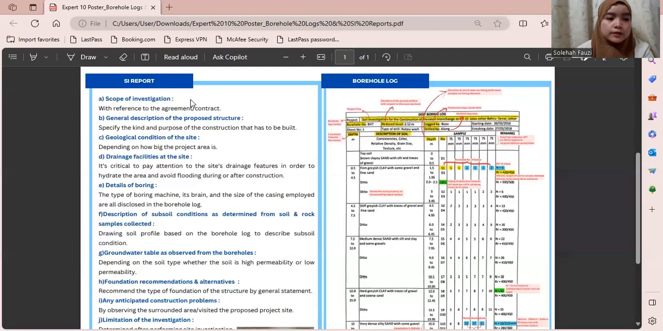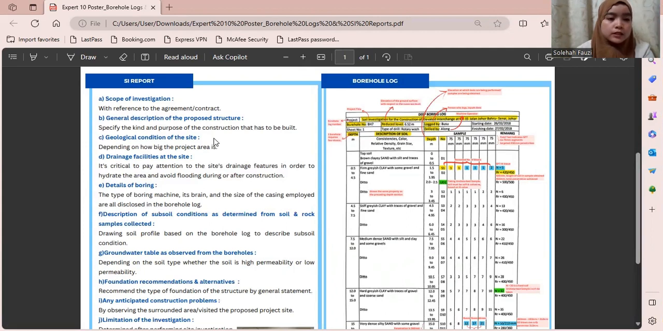First, the scope of investigations. It refers to the contract given. For example, the report needs to perform several soil drilling or cone penetration tests. Second is the general description of the proposed structure. In this part, we need to specify the kind and purpose of the construction that has to be built, such as a school or shopping mall.